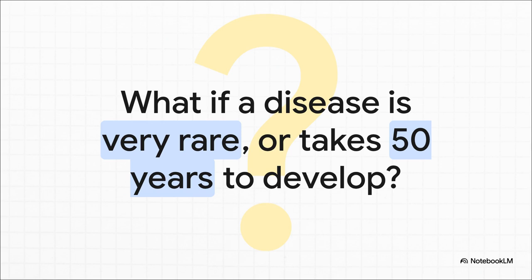Okay, but here's the massive problem with that. What if the disease you're studying is incredibly rare? I mean, you'd have to follow millions of people just to find a handful of cases. Or what if it takes decades, like 50 years for some cancers, to even show up? A cohort study would be, well, astronomically expensive and take a whole lifetime to finish. It's just not practical. So researchers needed another way.